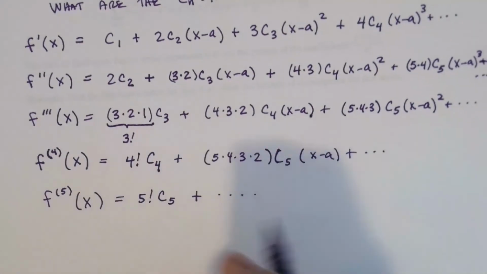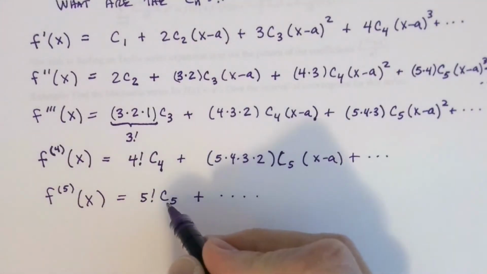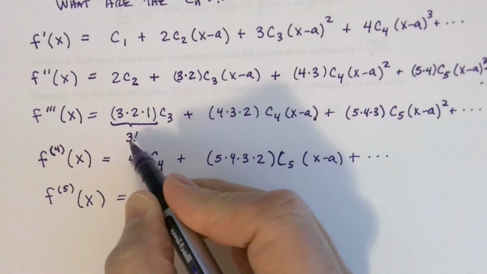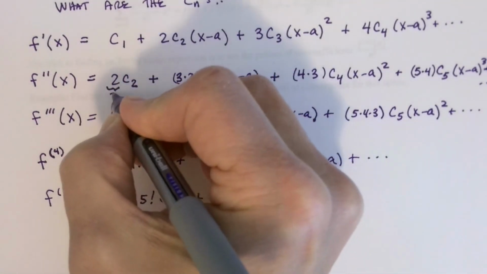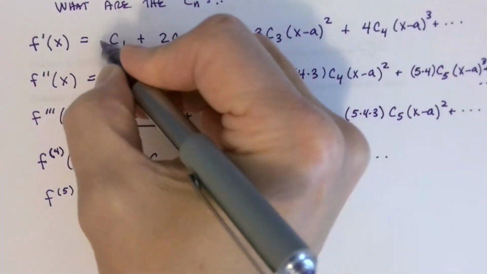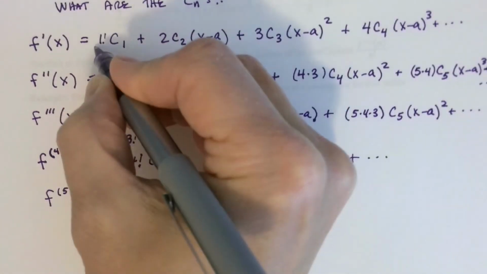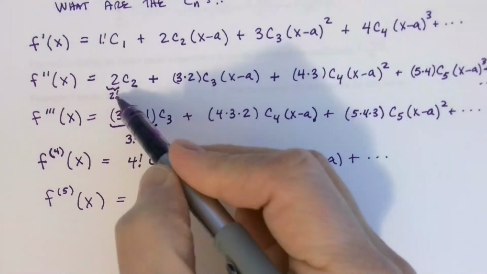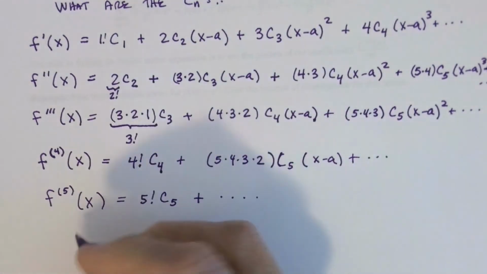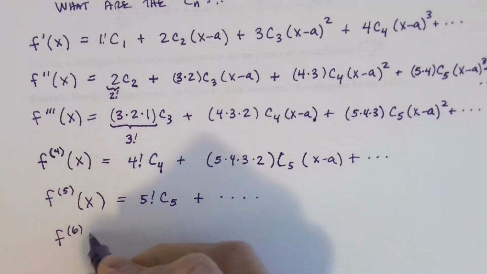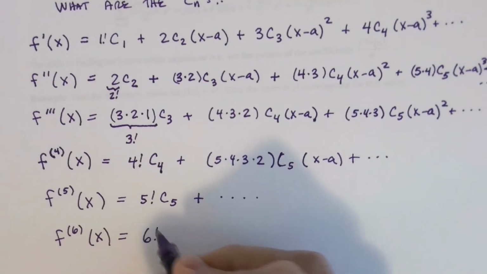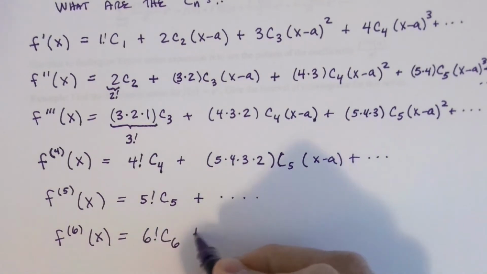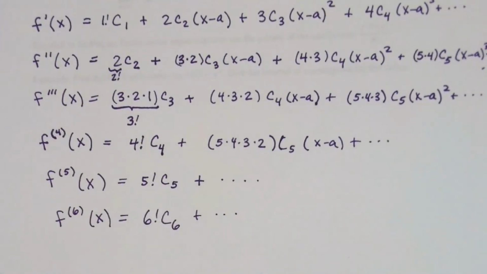Do you see a pattern though? Because you've got 5 factorial c sub 5 here, 4 factorial c sub 4, 3 factorial c sub 3. 2 is the same as 2 factorial, isn't it? And what's 1 factorial? 1, right? So you see this constant term coming out. Let's just go to the sixth. What's it going to be? The sixth derivative of the function. It's going to start out with what? 6 factorial c sub 6, right? And then an infinite number of other terms that have an x minus a factor in them.